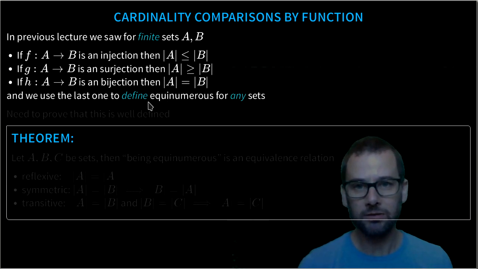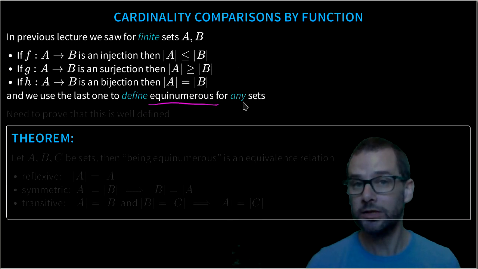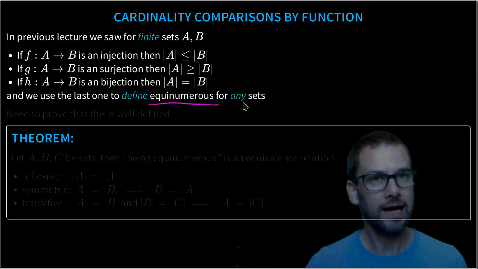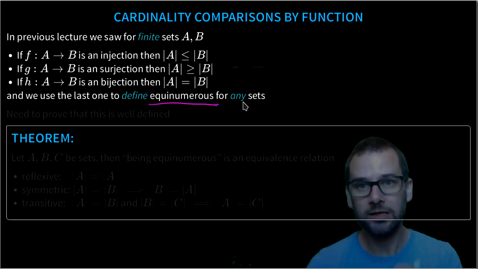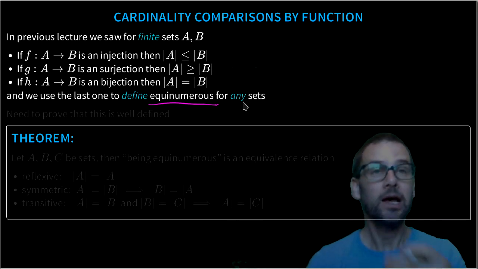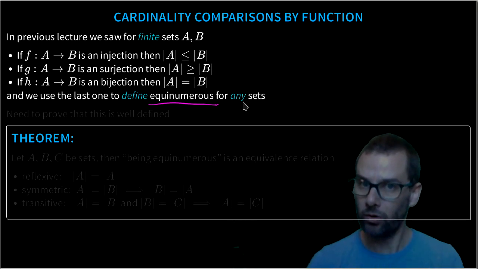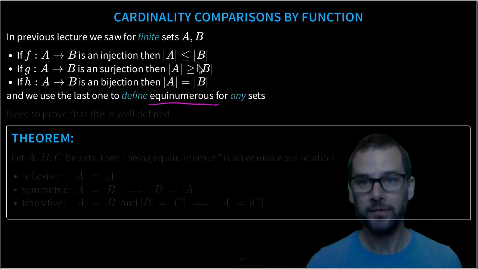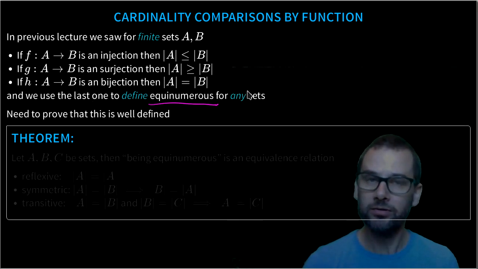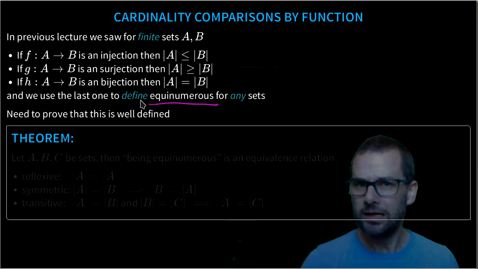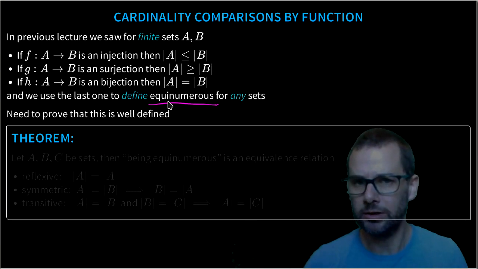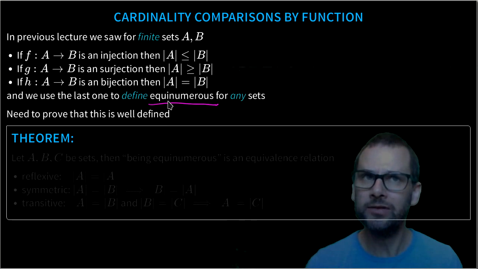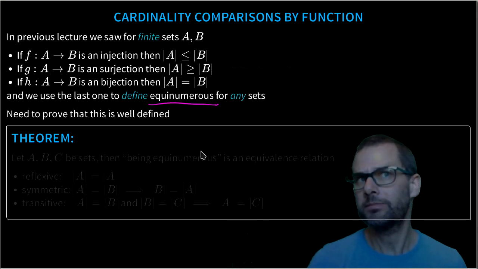And we use this last one to define the idea of equinumerousness for finite sets, but we want to take that idea, namely two sets of the same size if there's a bijection between them, and extend that idea to all sets, whether they're finite or not. And from this, we can prove, actually quite easily, that being equinumerous is well defined, that it behaves as we need it to.